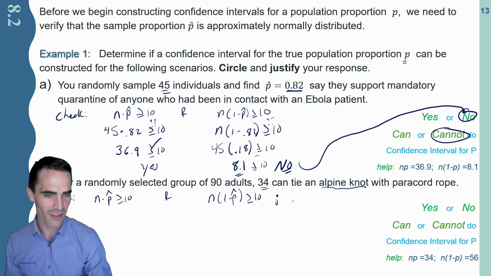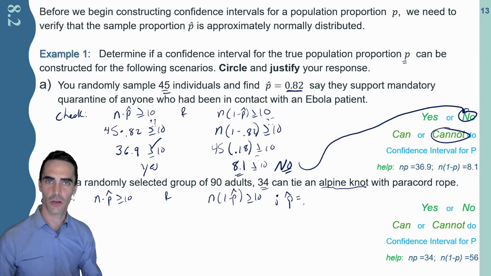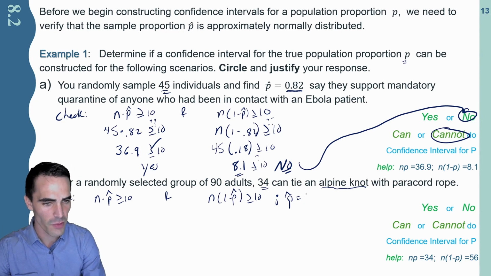I'm missing one thing here, and it's kind of important. I should have a p hat. Currently, I don't have one. If you'll remember, the formula for p hat is x divided by n, x being the number of people doing what we want them to do.